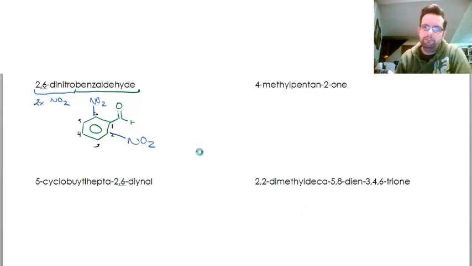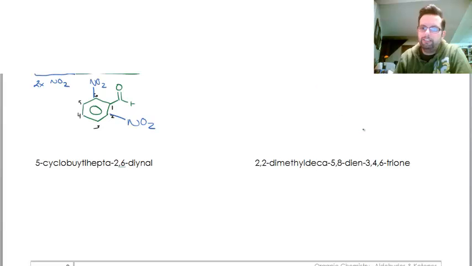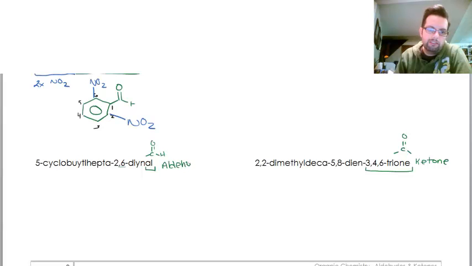Let's do this last example here. You can try those on your own. Again, let's look at the suffix. So this whole thing is your suffix. Let's look at the two parts. 3,4,6-trione. One. That tells me I've got a carbon-oxygen double bond. Okay, this is a ketone. So this carbon occurs in the middle of your chain. If I had al, that tells me I have a formyl group, which makes this an aldehyde. So I've got a ketone, but observe I have a 5,8-diene. That means I have carbon-carbon double bonds.